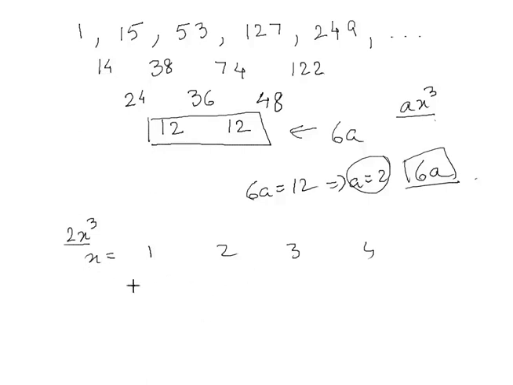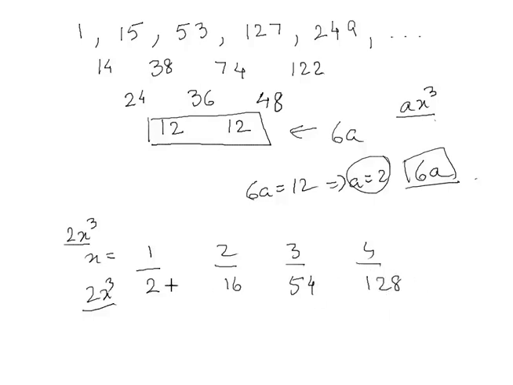So if you put x equal to 1, you get 2 into 1, that is 2. This is a series actually, this is a 2x cube part. If you put 2, you get 16. If you put 3, you get 54. If you put 4, you get 128.